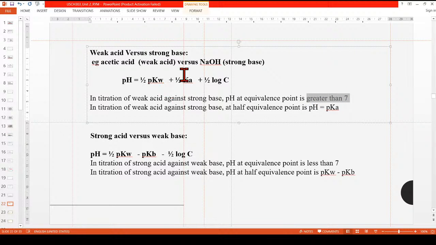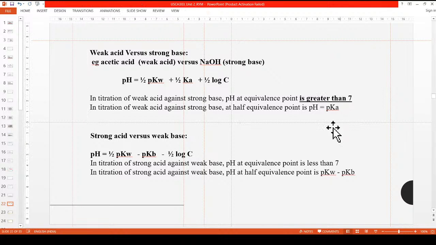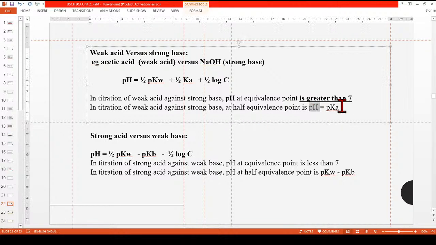Whenever the base is strong in the titration and the acid is weak, the pH goes to the side of the part that is strong. Here your base is strong, so the basic side, above 7. Therefore pH at equivalence point is greater than 7, and at half equivalence point, pH is equal to pKa. Remember all these three sentences carefully.